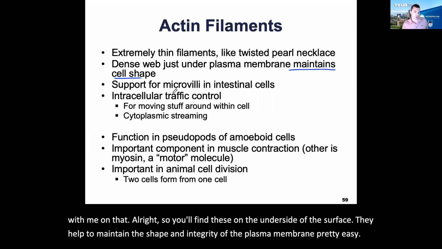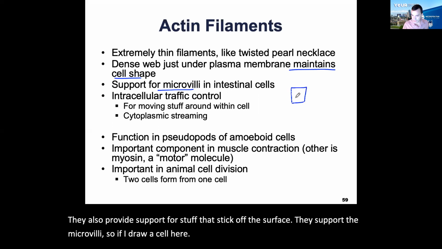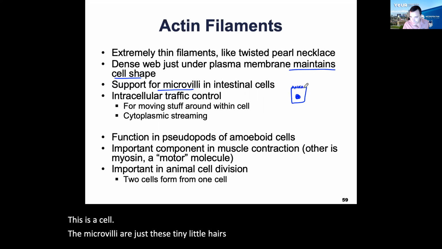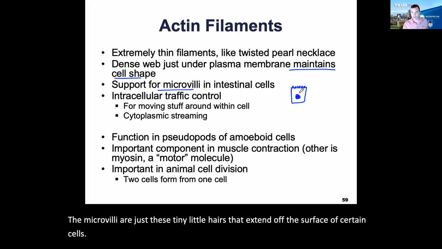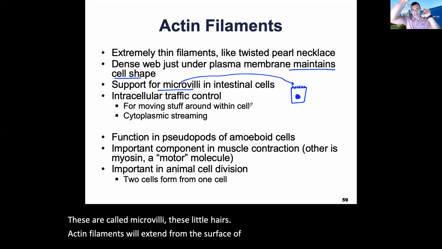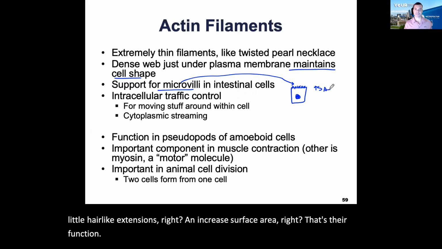They also provide support for stuff that sticks off the surface. They support the microvilli. So if I draw a cell here, this is a cell. The microvilli are just these tiny little hairs that extend off the surface of certain cells. These are called microvilli, these little hairs. Actin filaments will extend from the surface of the plasma membrane into these little hair-like extensions, and they increase surface area. That's their function, increase surface area.